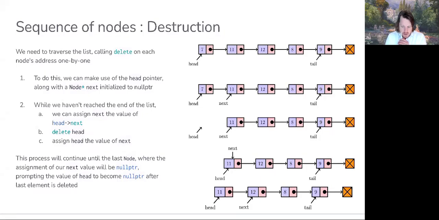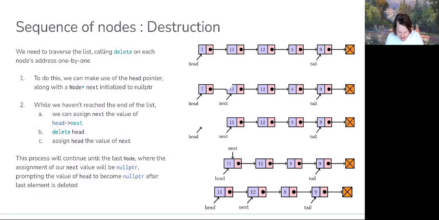Instead, we came up with an algorithm that we'd go ahead and employ if we wanted to clear out this sequence of nodes from the free store, essentially returning their memory so that the free store manager could use it for something else. We said that in order to do this, we need to traverse the list and call delete on each node's address one by one. To do this, the procedure we came up with was to make use of the head pointer along with a node pointer next initialized to the null pointer. And then the procedure begins while we haven't reached the end of the list. We can assign next the value of head's next to preserve that.